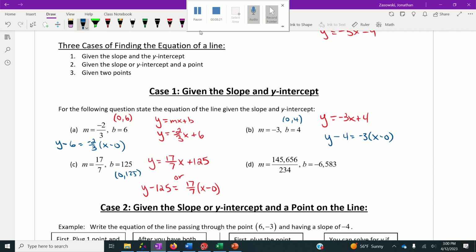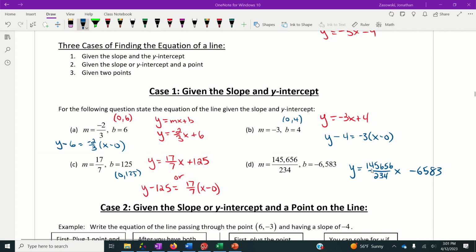All right, last one, kind of crazy numbers, but let's see if we can figure this one out. And we'll just put the slope-intercept form down here. So just take the m, plug it in for x. So negative 1,000, y equals 145,656 over 2,234x minus 6,583. This is just to show you it doesn't matter what they give you. You're just plugging it in for m and b.